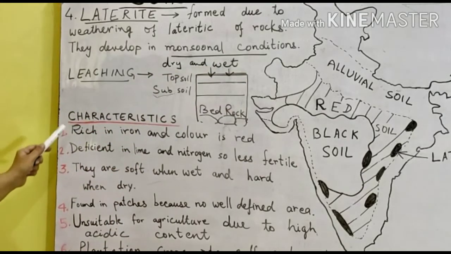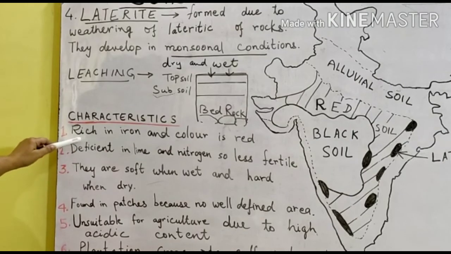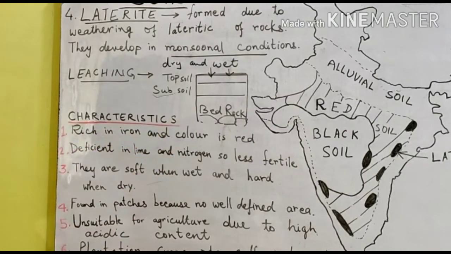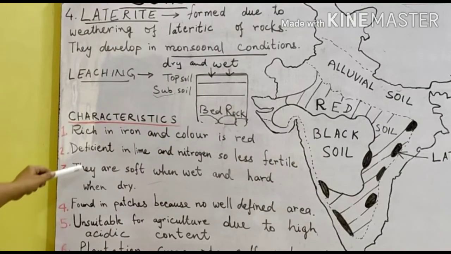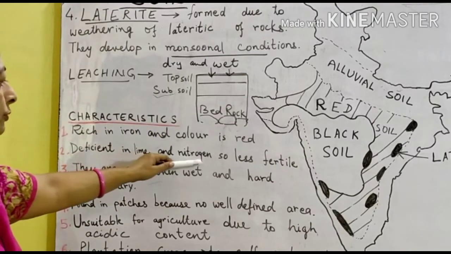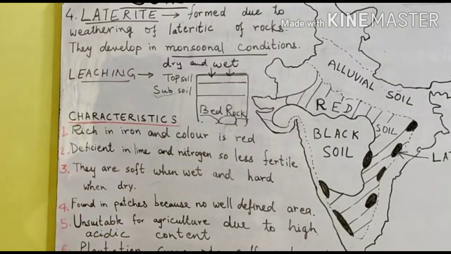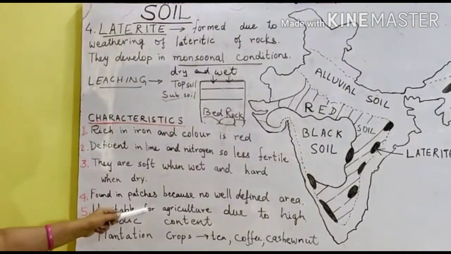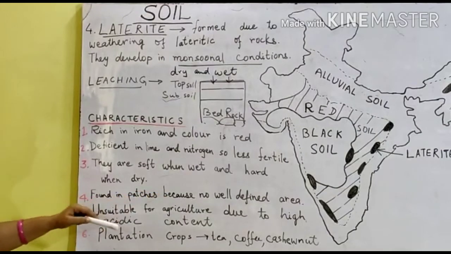Now let us see the characteristics of this soil. They are rich in iron, and the color is red because of the presence of iron oxide. This soil is deficient in lime and nitrogen, so it is less fertile. Another characteristic is that they are soft when wet and hard when dry. They are found in patches and do not have any well-defined area.